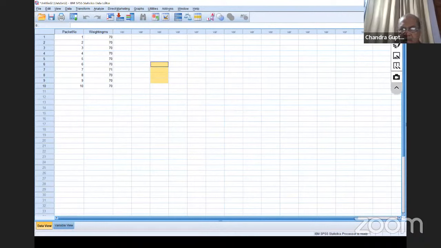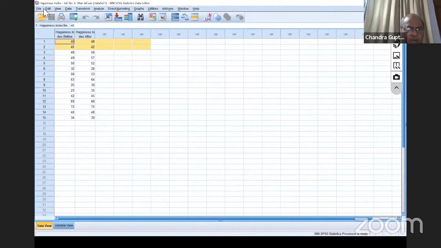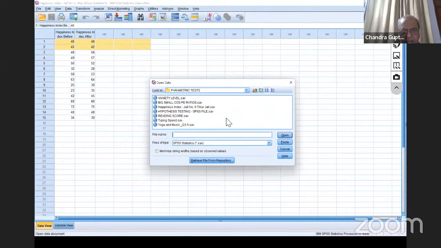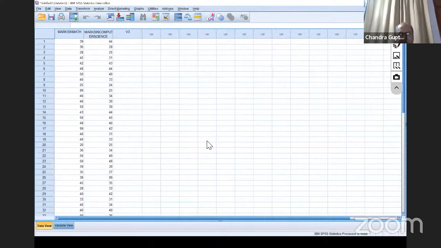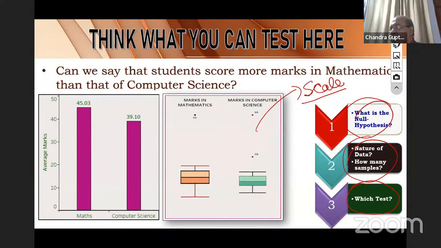I can close it. Open another file. Yes, who will give me the answer? Madhu, why do you say independent sample t-test? Same student, you have the marks for maths and marks in computer science. The student is the same. You are getting marks for maths, marks for computer science. And therefore we should, yes, Kavita, you are absolutely right, we should use paired t-test.